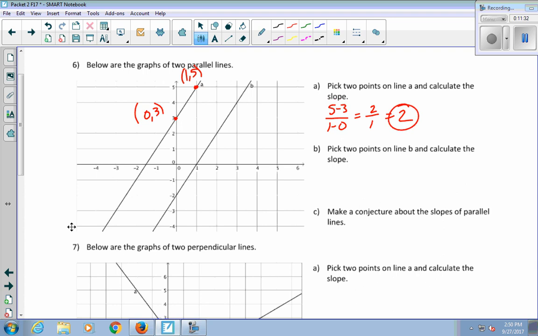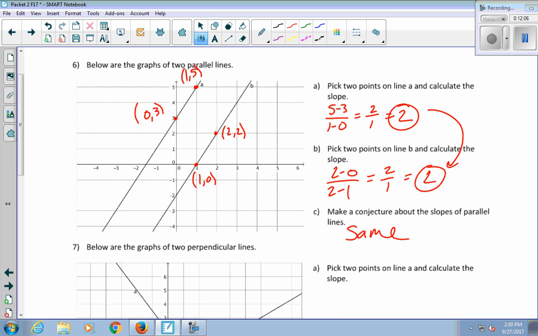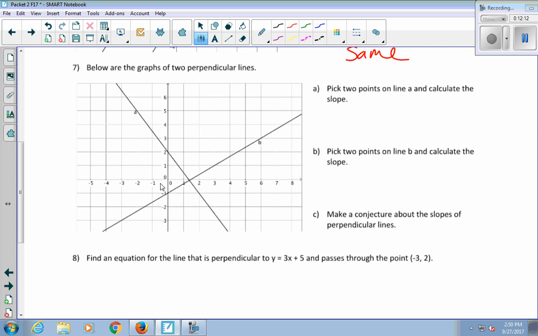Do the same thing on line B. There's a nice point, 1, 0. And here's a nice point, 2, 2. So my slope is 2 minus 0 over 2 minus 1, which is 2 over 1, or 2. Conjecture about the slopes of parallel lines: the same, right? Here was my first example, had 2 parallel lines, same slope. We're going to say that that is true of all parallel lines.